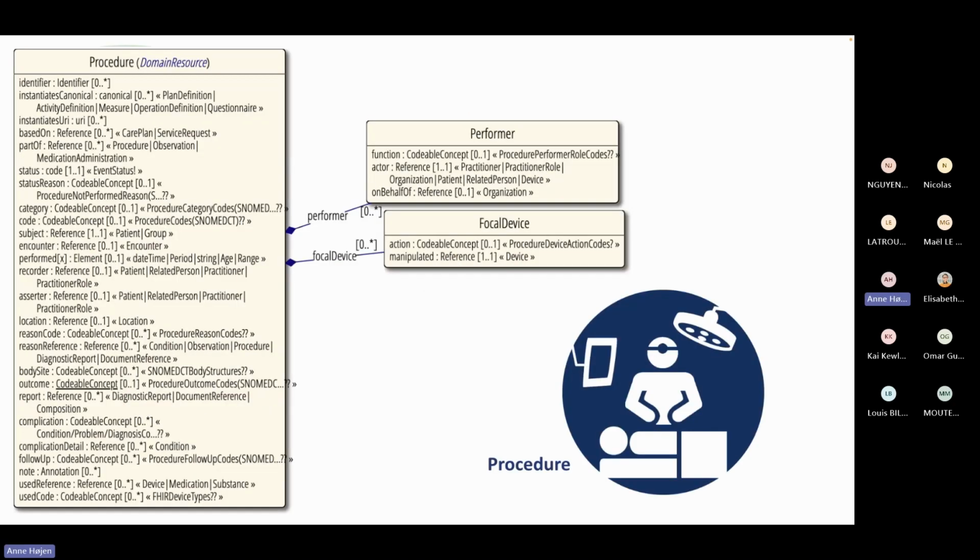There's another resource in FHIR for procedures. Again, it's not just a procedure code. No, there's also a status for the procedure. There's also who has recorded this procedure. What was the reason for this procedure? Were there any complications? So there's a range of information that can be associated with a procedure. And again, you can see that it can also be associated with a performer of the procedure and a focal device, which are other resources.